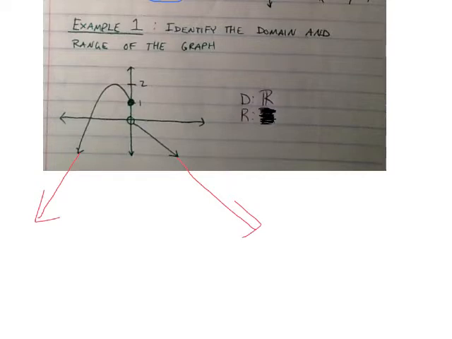Our range, on the other hand, what we have is if we sweep from the bottom, we have y values, we keep having y values, we keep having y values, all the way up until a y value of 2. So our range is going to be y is less than or equal to 2.